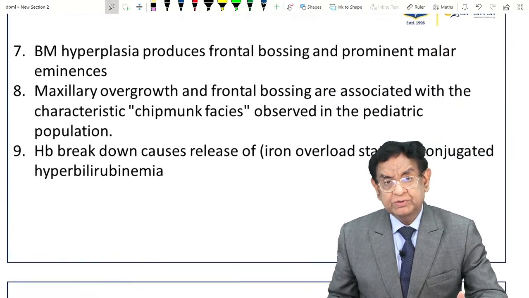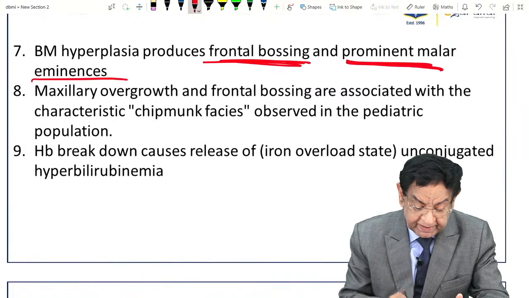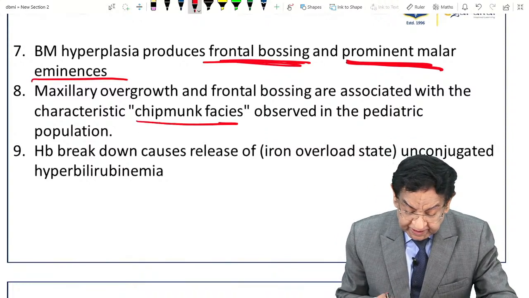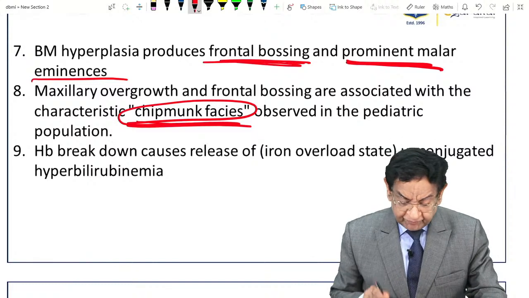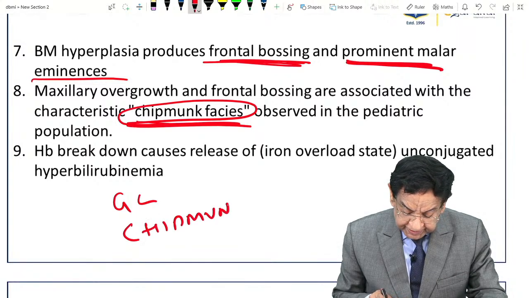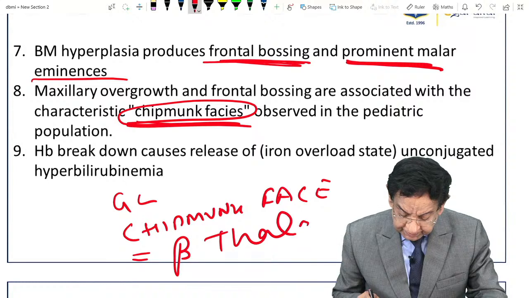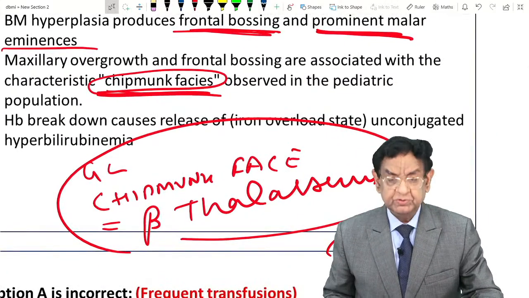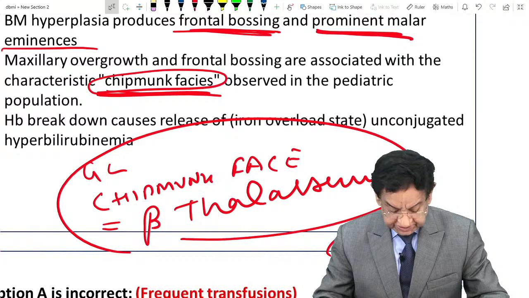Well, as I told you, the bone marrow becomes hyperplastic, frontal bossing occurs, and prominent malar eminence is the classical feature that we see in any case of beta thalassemia. So ultimately, it gives rise to chipmunk face. This is a very commonly asked question. So if you get chipmunk face, the golden line to remember: chipmunk face is equal to beta thalassemia. If you get chipmunk face in any question, 99.9% you are dealing with beta thalassemia.